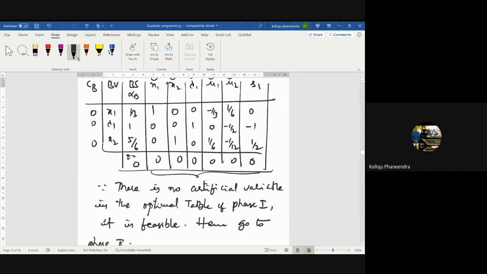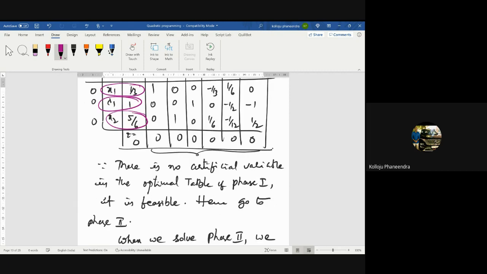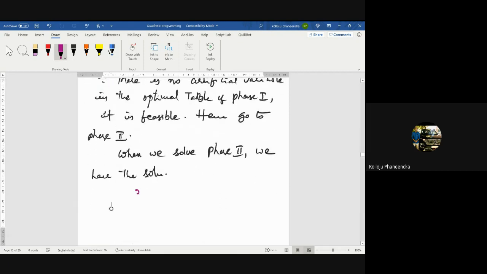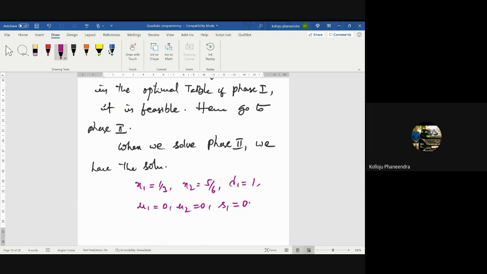Here it is: x1 equal to 1 by 3, x2 equal to 5 by 6, and lambda 1 equal to 1. Okay, those are the basic variables. The remaining are non-basic. So what are the remaining? mu1 0, mu2 0, s1 0. Right? Done? Okay.